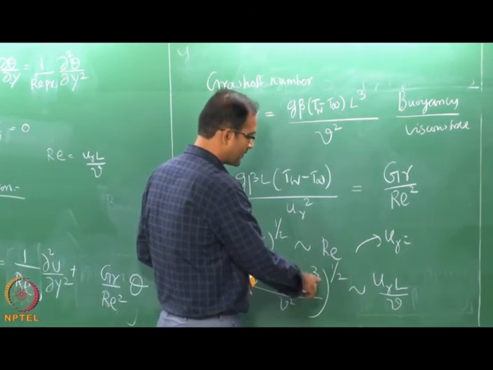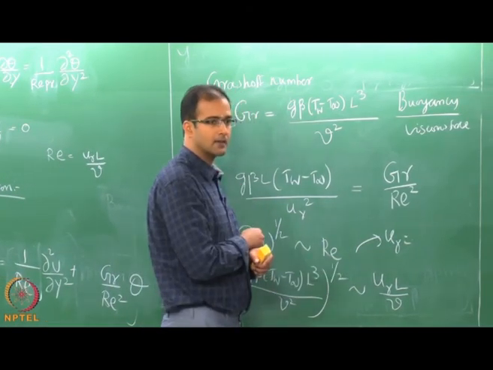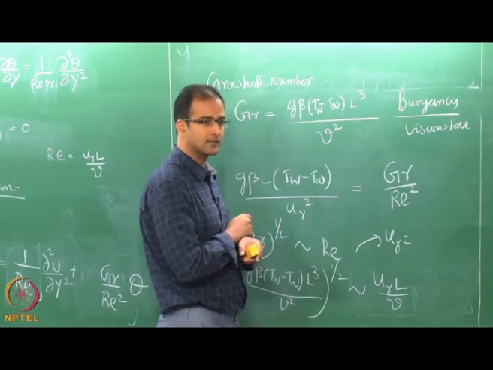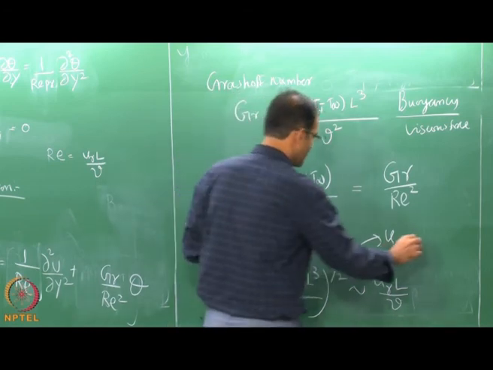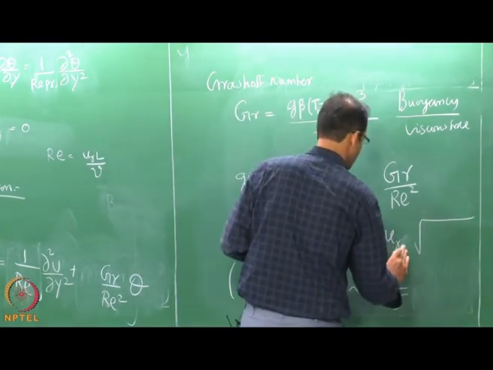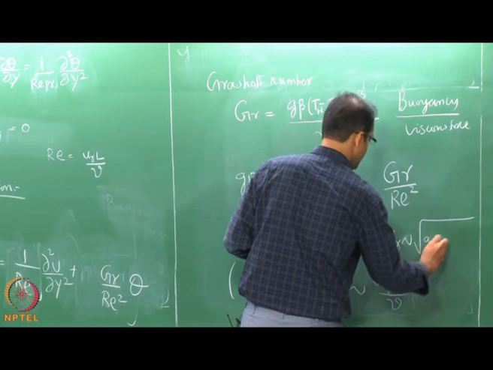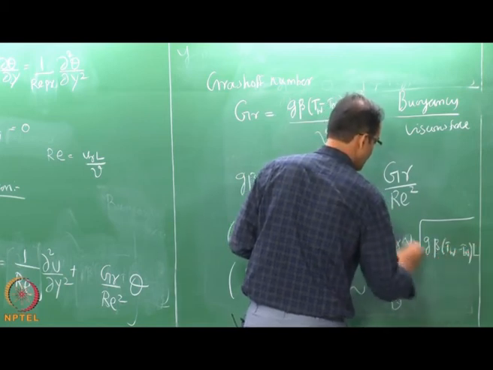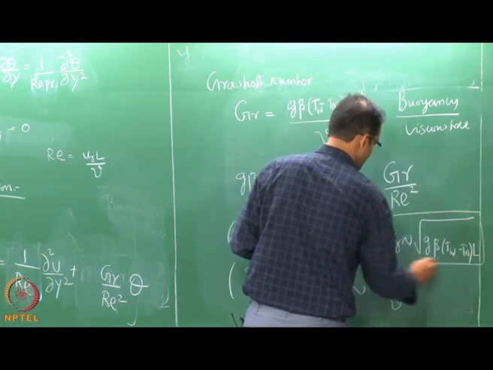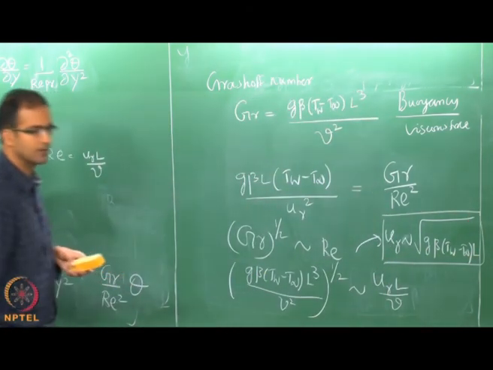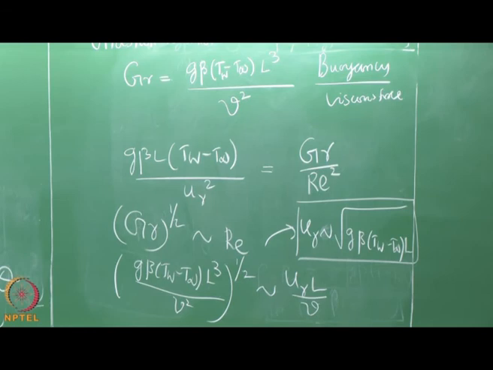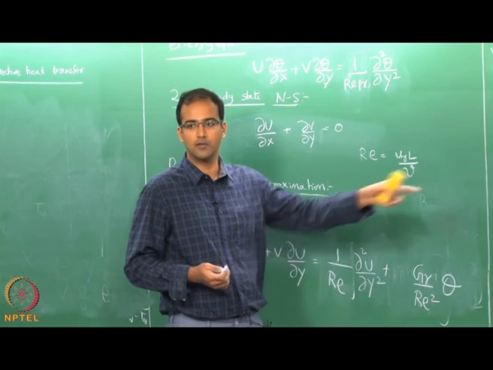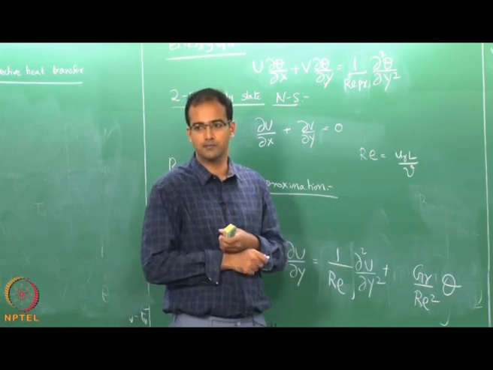So, you have L power 3 by 2 minus 1, which is L power half. Okay. So, you have nu which cancels. Therefore, u_r should be square root of g beta into (T_wall minus T_infinity) into L. Okay. So, to get your reference velocity, at least the order of it, you can therefore use this particular expression.